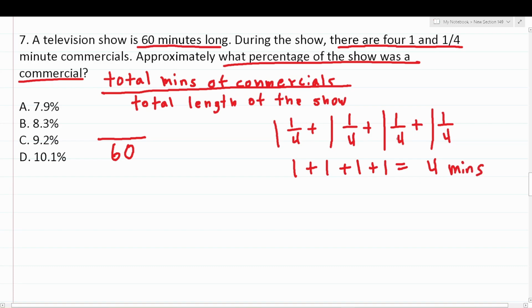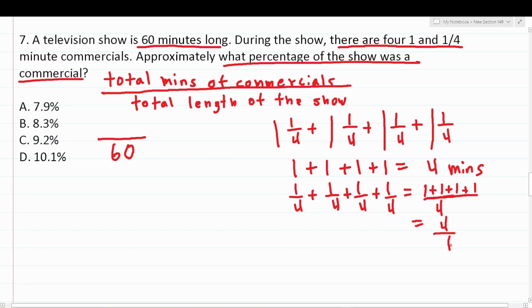And then let's add our fractions together, notably 1/4 plus 1/4 plus 1/4 plus 1/4. And to add fractions, you have to ensure that they all have the same denominators. As you can see, all of our denominators are 4 in these fractions. So we'll just go ahead and bring over our denominator. And now when you add fractions, you just combine your numerators. So that's 1 plus 1 plus 1 plus 1, which is 4. So this is 4 over 4. 4 divided by 4 is 1. So that's an additional minute worth of commercials.